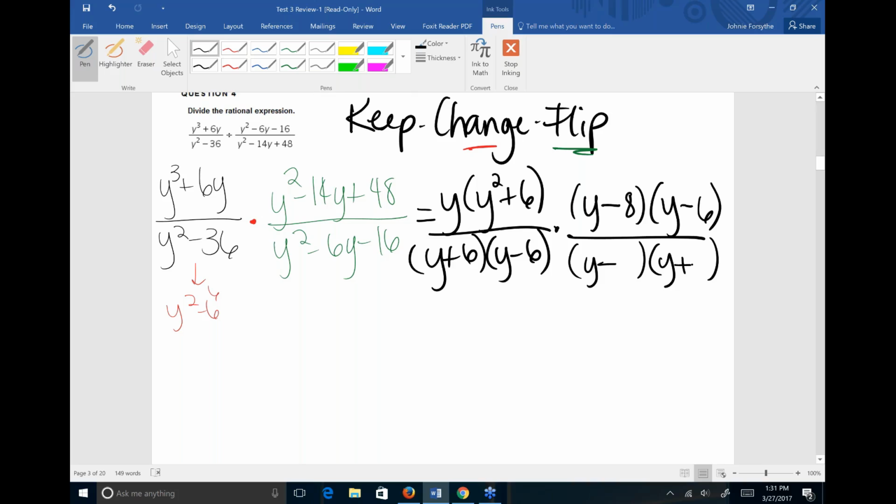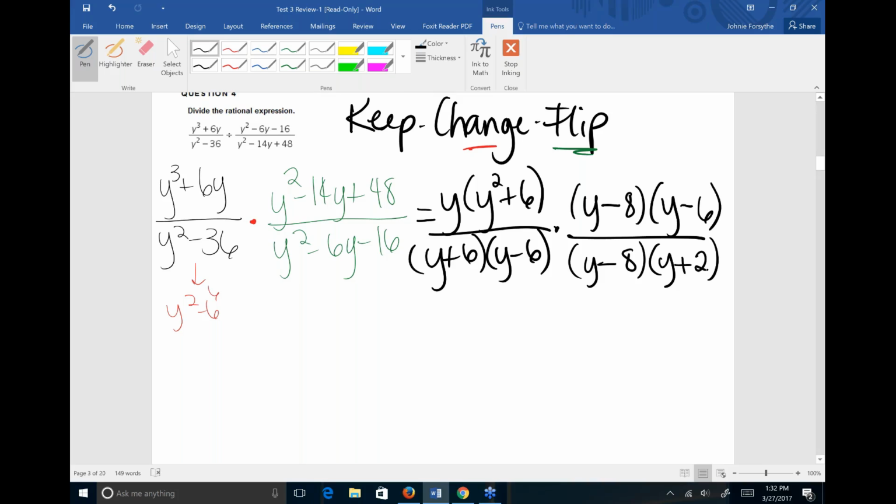That's my second sign. So now I need two numbers that multiply to give me 16, but subtract because it's a negative 16 to give me 6. So those two numbers would be 8 and 2. Because 8 times 2 is 16, but 8 minus 2 is 6. And remember, I always put the larger factor first, so I have 8 and 2.